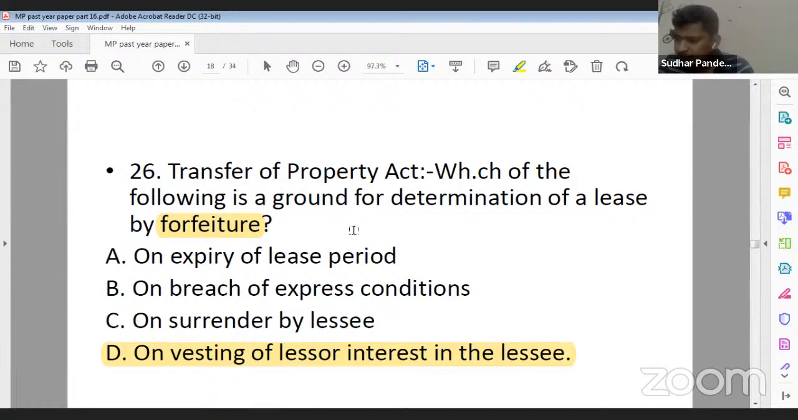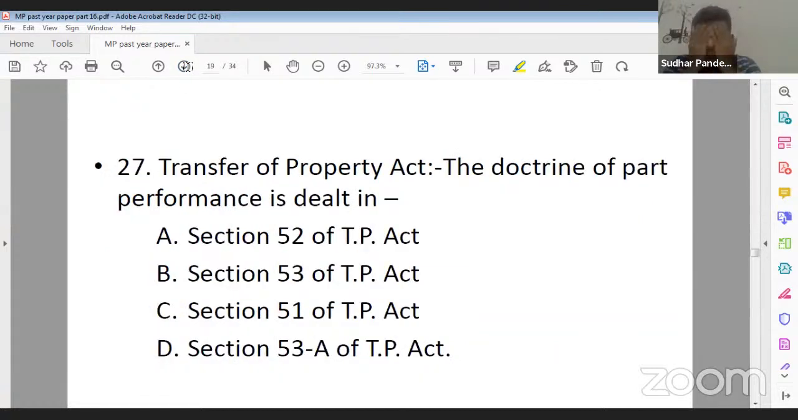Just a second. Question number 26. I just have to confirm it. Question number 26. Yes, its correct answer will be B, not D. I'm really sorry. Its correct answer is B. Varunji, you are correct. Its correct answer will be B. Next question. Question number 27.